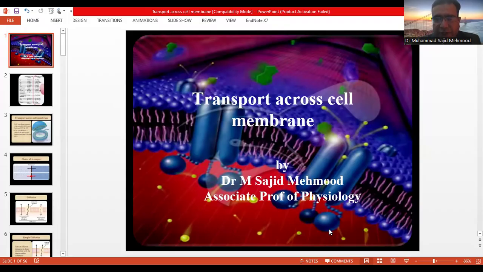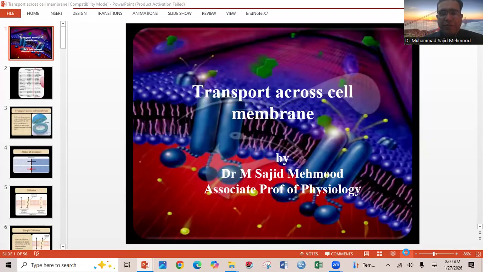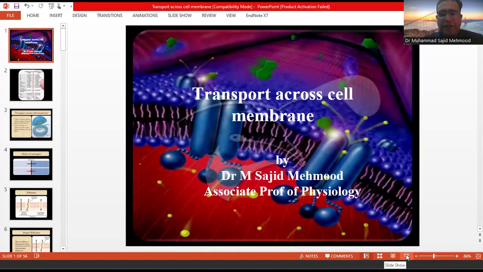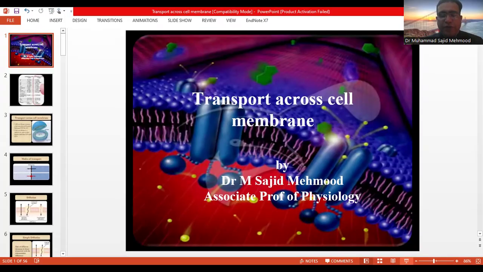As we know, the composition of intracellular fluid and the extracellular fluid which lies outside the cell is different. Hence, this difference between intracellular and extracellular fluid must be maintained. And the cell membrane has specific characteristics: it allows some molecules to selectively diffuse or pass through it, while it does not allow other molecules to pass through it easily.